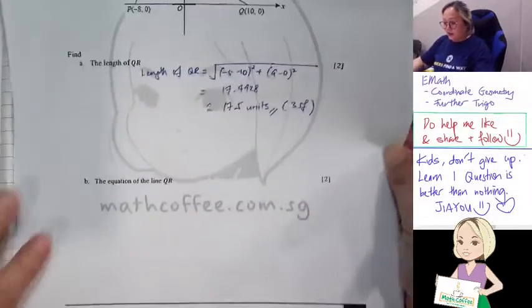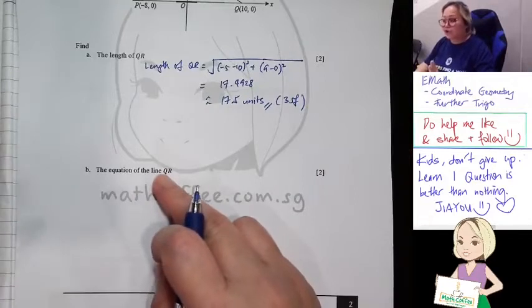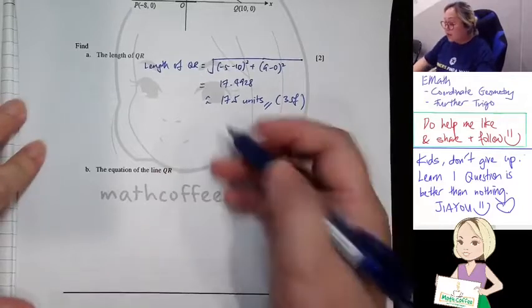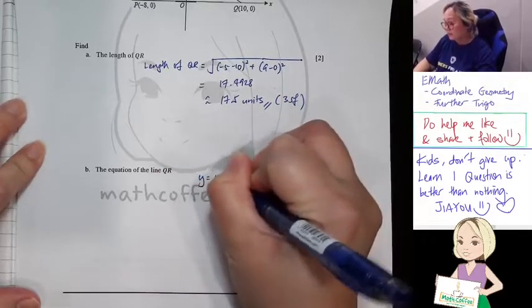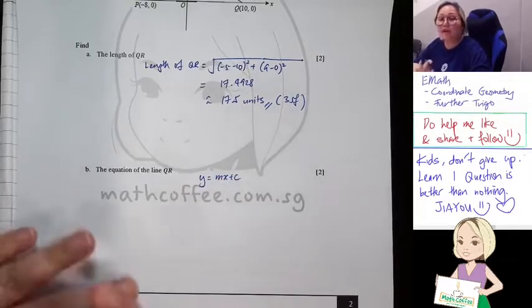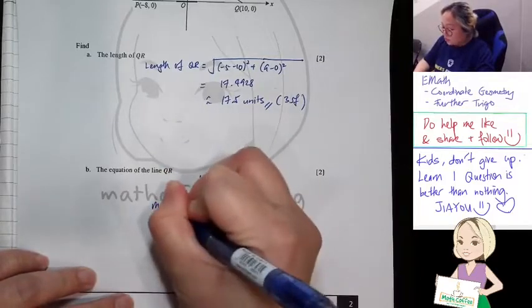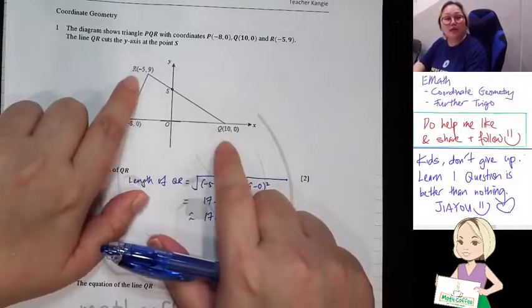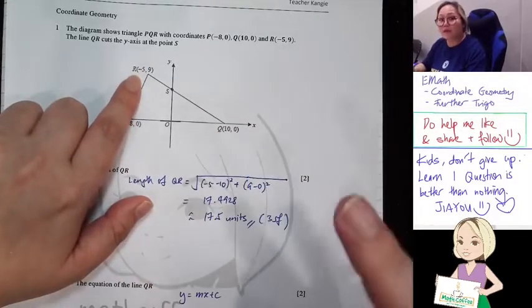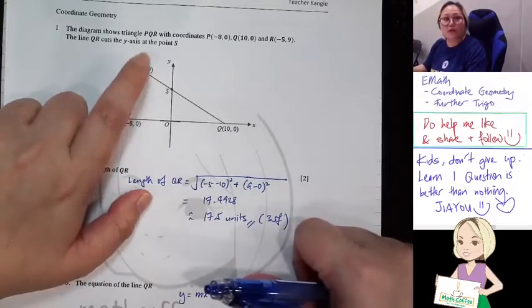Next part. They ask to find the equation of the line QR. Whenever it's a straight line, you must know that the equation of a straight line is y equals to mx plus c. That's the first thing you write. Then you will find the gradient first. So I'm going to find the gradient QR. We will use back the two coordinates as well. Our gradient formula is y1 minus y2 over x1 minus x2. So I will take 9 minus 0.